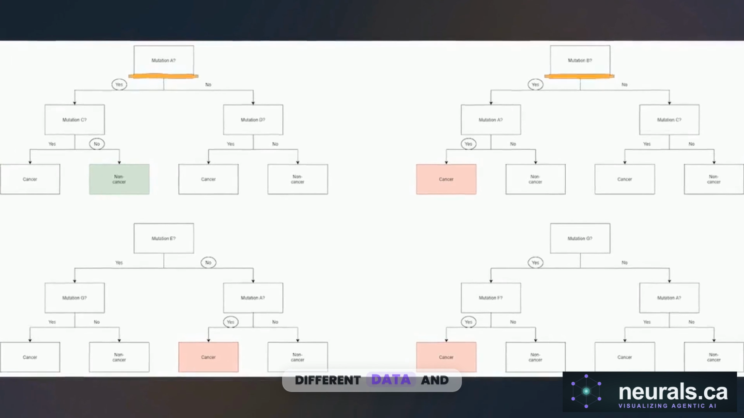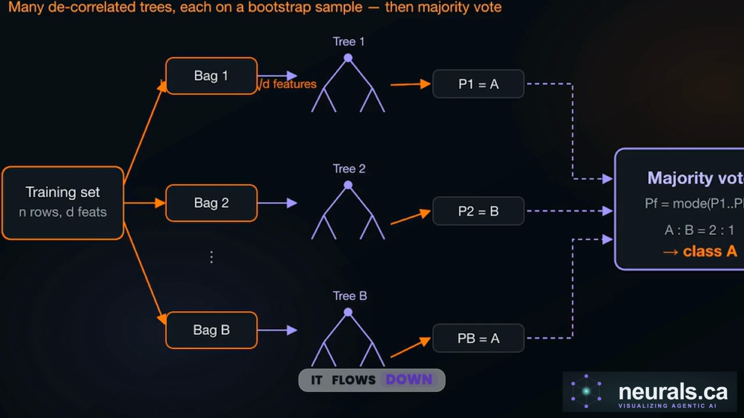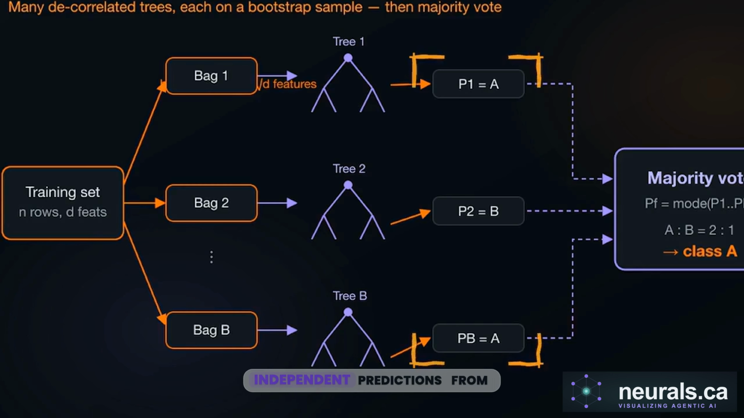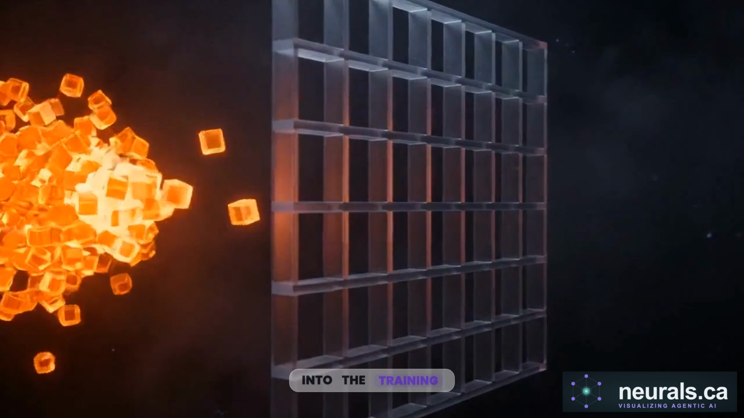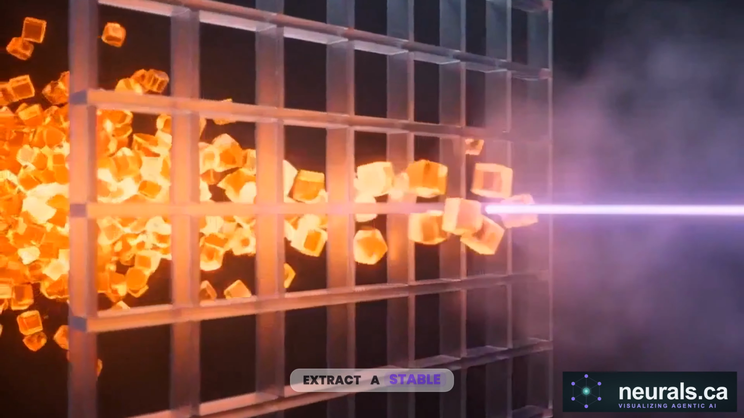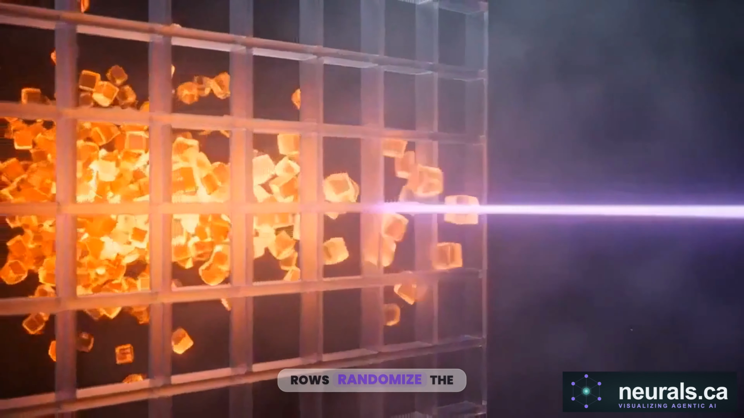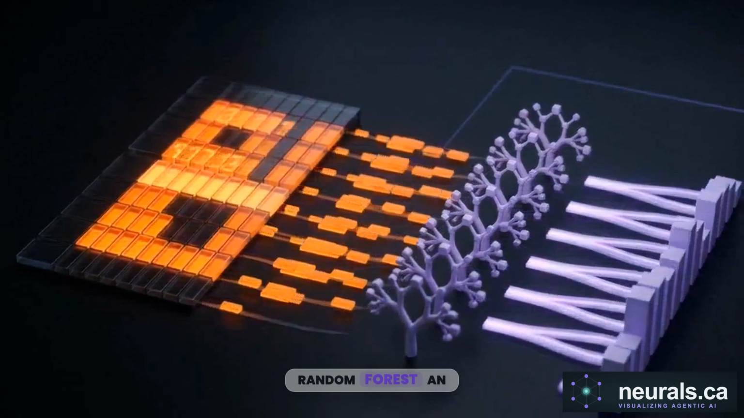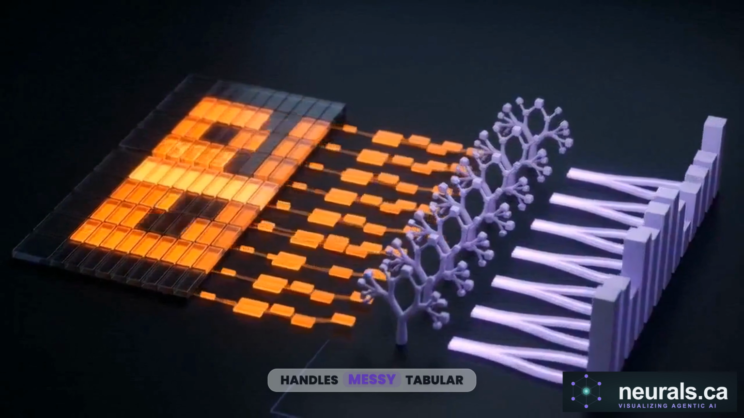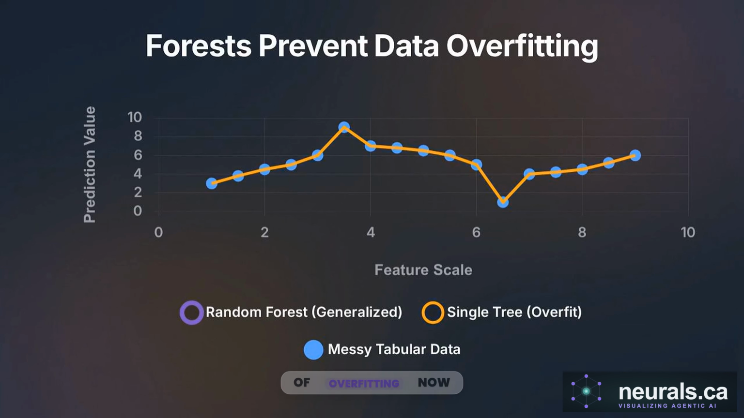Because they were fed different data and given different options, they are pushed to ask different questions to solve the same problem. When new unlabeled data is fed into the forest, it flows down all parallel paths at once, receiving independent predictions from every unique tree. In the final aggregation step, the algorithm tallies the individual votes. The majority class becomes the ultimate answer. Injecting targeted randomness into the training pipeline is the filter required to extract a stable signal from chaotic noise. Bag the rows, randomize the features, grow the trees deep, and average the vote. These mechanics make Random Forest an out-of-the-box solution that handles messy tabular data without falling into the trap of overfitting.